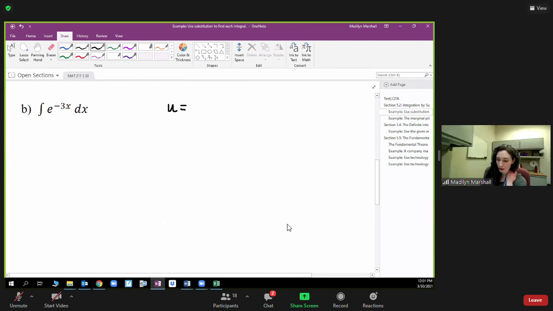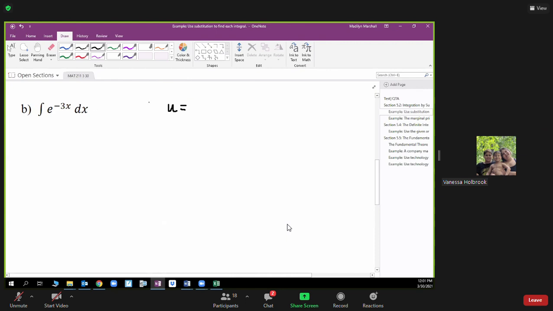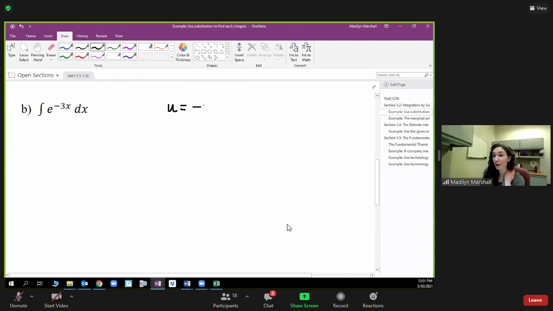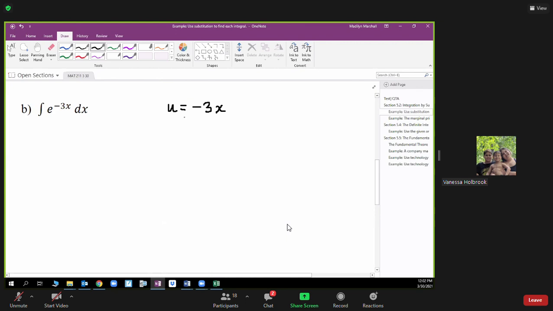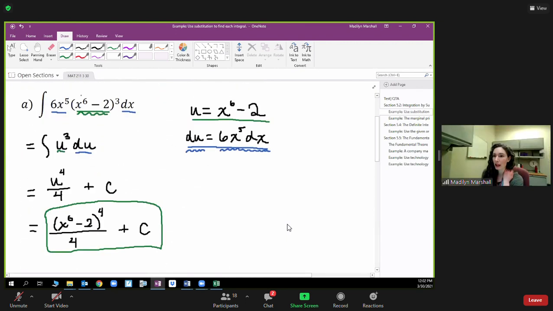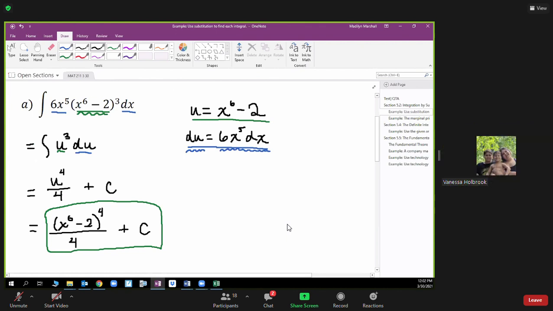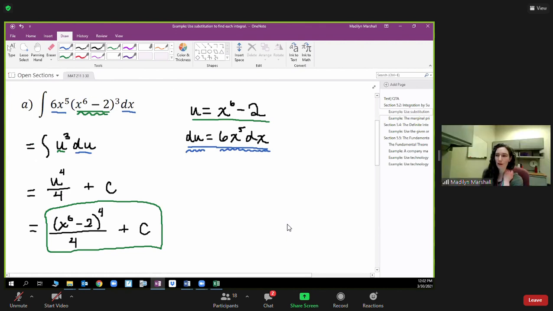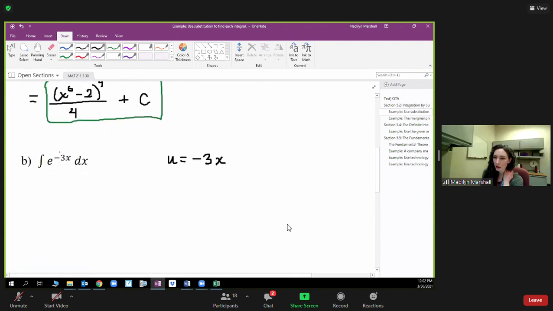So our u is negative 3x. So u is always going to be a function with x in it. We're replacing, like up here, we took that whole x to the 6th minus 2, which was our interior, and we said that's going to be called u now. So here we're taking that whole negative 3x, which is our interior, and we're calling that u.